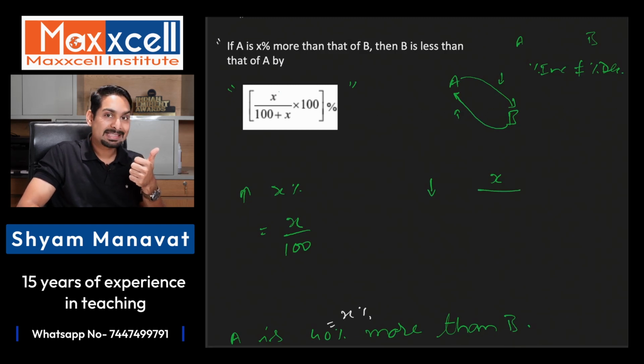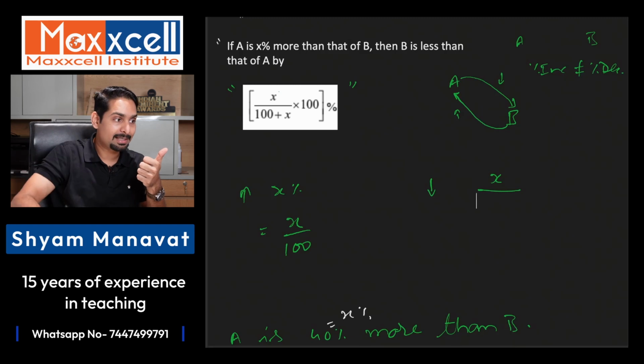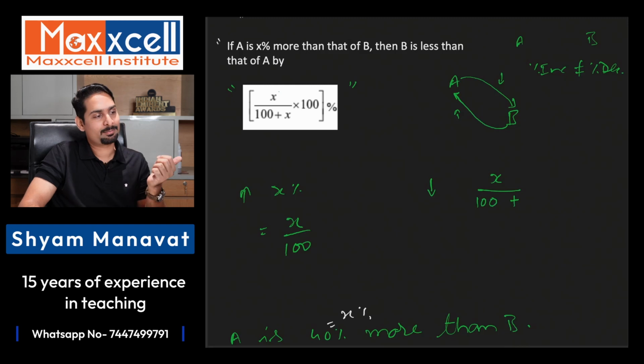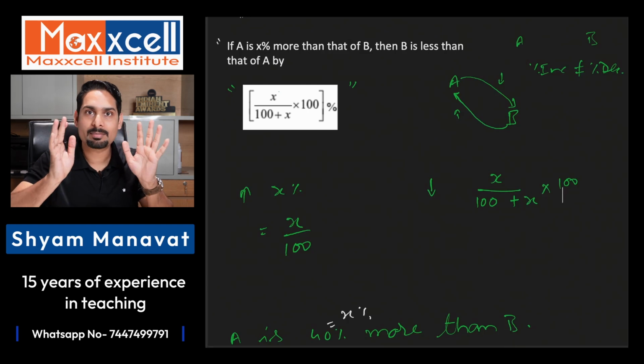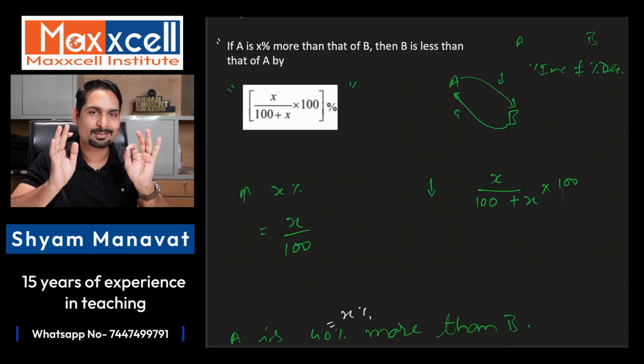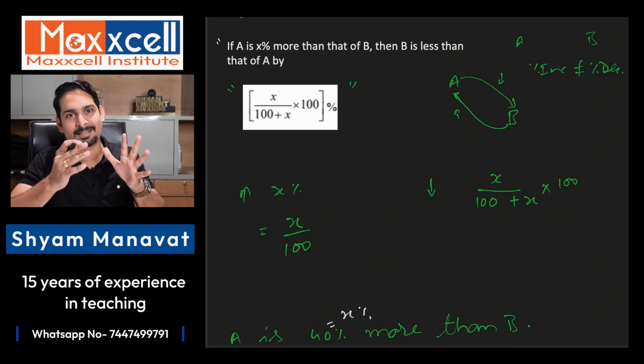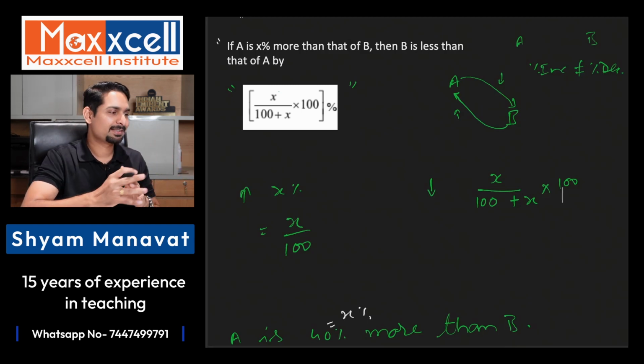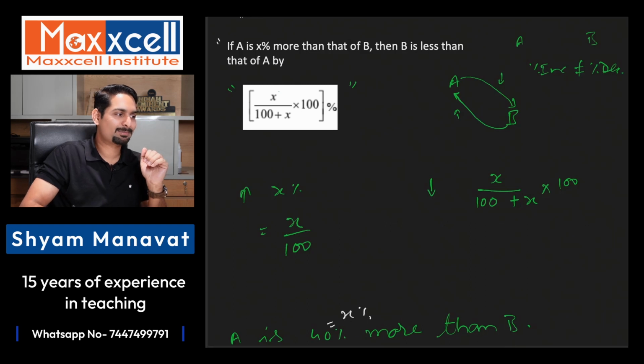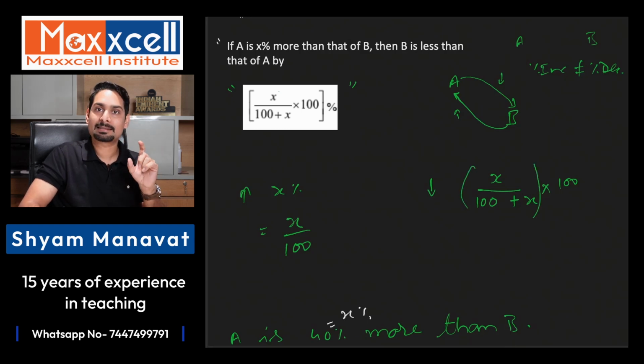Now to have a decrease, that means less value. If I increase the denominator, the value will automatically be less. This is just a trick to remember, okay? Don't find this to be a derivation, alright? Just a trick to remember. If it is x by 100 more, then it will be x upon 100 plus x less. Now to convert that into percentage, we multiply by 100. That's how you can remember this.